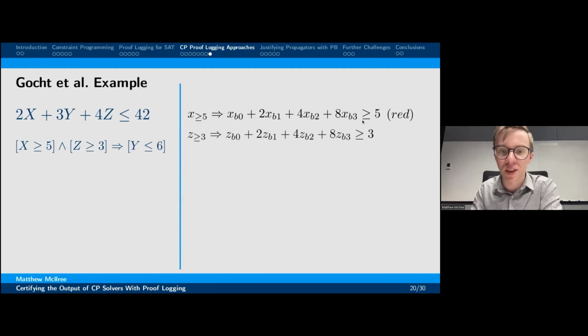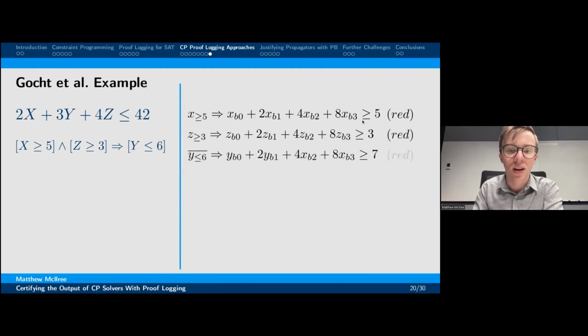So we can do the same thing for z greater than or equal to 3. Again, this is a redundant constraint. And I'm going to use the negation of the literal just to make it a little bit clearer here. We can also derive the negation of y being less than or equal to 6, which would look like this. So the bits of y would then be greater than 7, because that is the negation of that. So again, these are all redundant.